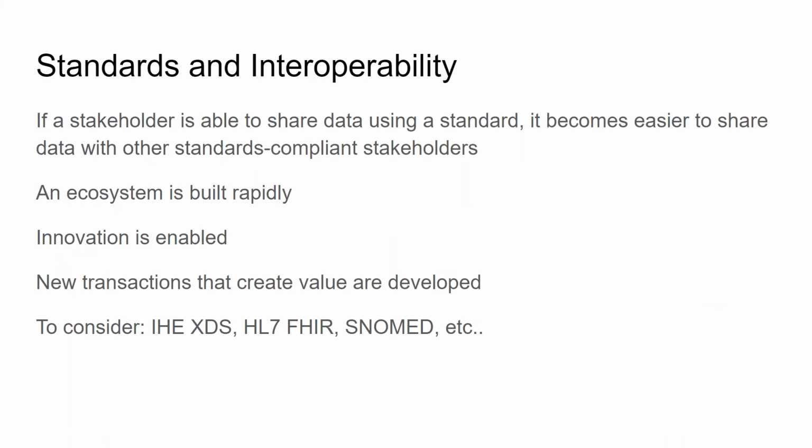Standards and interoperability are important if we wish stakeholders to be able to understand and use data coming from an external system. If system A is standards compliant and system B is standards compliant, then it becomes easier for each of them to communicate with each other. And when you have more than 2 systems, when you have 3 or 4 or 5 systems that are standards compliant, then you are able to build an ecosystem of data sharing very quickly, and you are enabling an environment of innovation. And because of this, new transactions that create value amongst the stakeholders can be more easily developed.